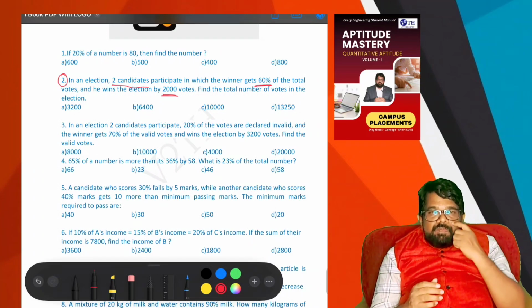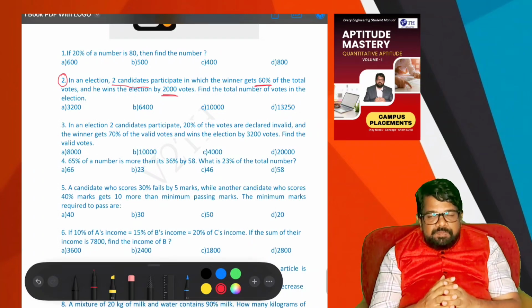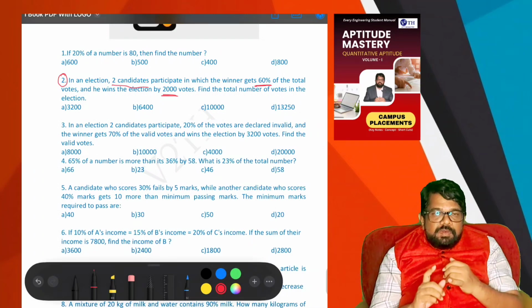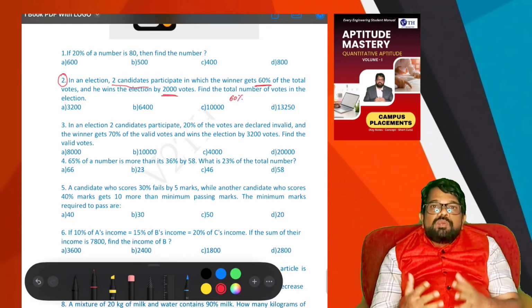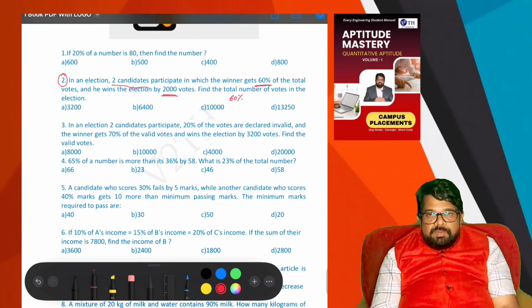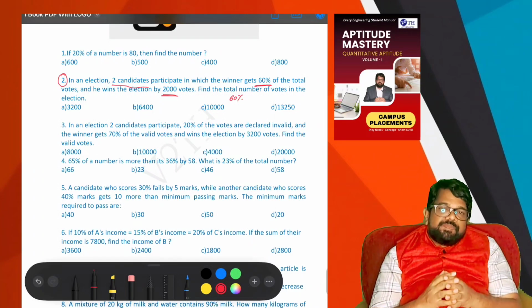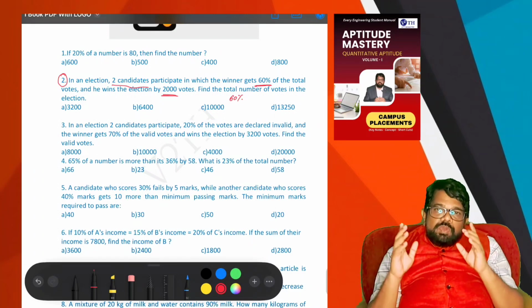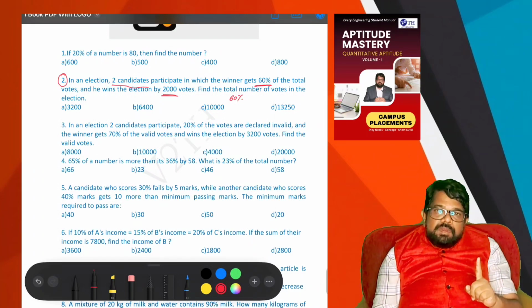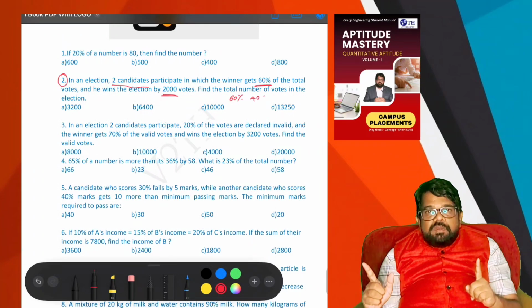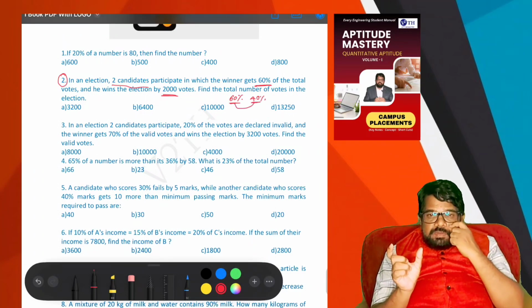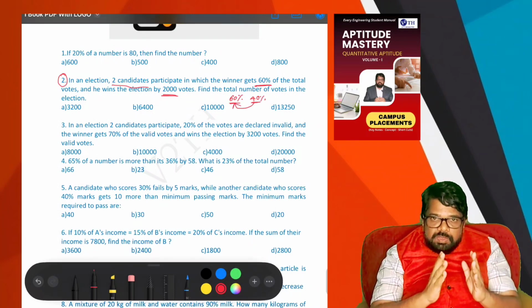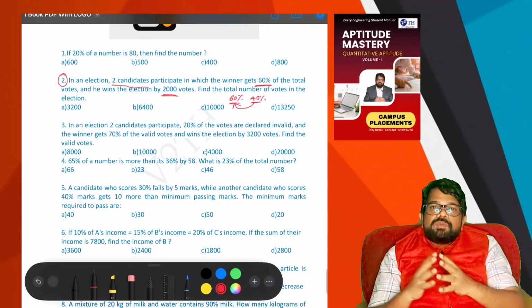So in an election, 2 candidates participated. One person got 60% and he wins the election by 2000 votes. These are the clues given. First you have to analyze what data is given. So 2 candidates, one got 60% means automatically the second person got 40%. So majority means the difference of votes. Suppose one got 10,000, another got 12,000. What is the majority? 2,000.